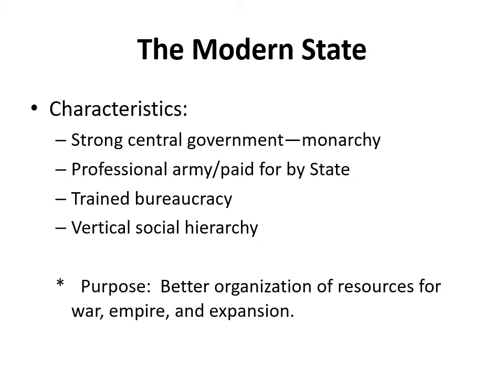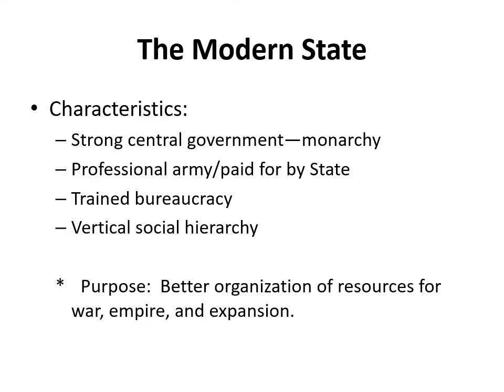So, the 16th and 17th centuries saw the emergence of a new state structure, something called the modern state. Some of the characteristics of the modern state were a strong central government, usually a monarchy, that issued laws for the entire country, a professional army paid for by the state. And this is different from what had been in use before, because during the Middle Ages, the soldiers who fought were the knights, and they would come together and fight for their lord when necessary, but they weren't paid for by the state per se.